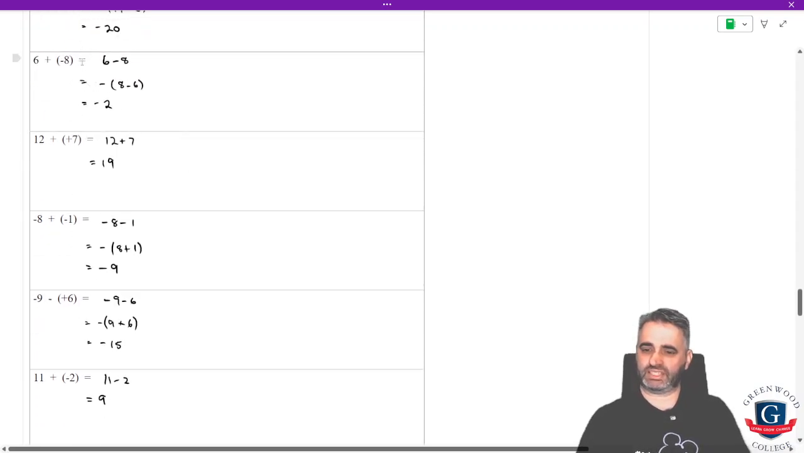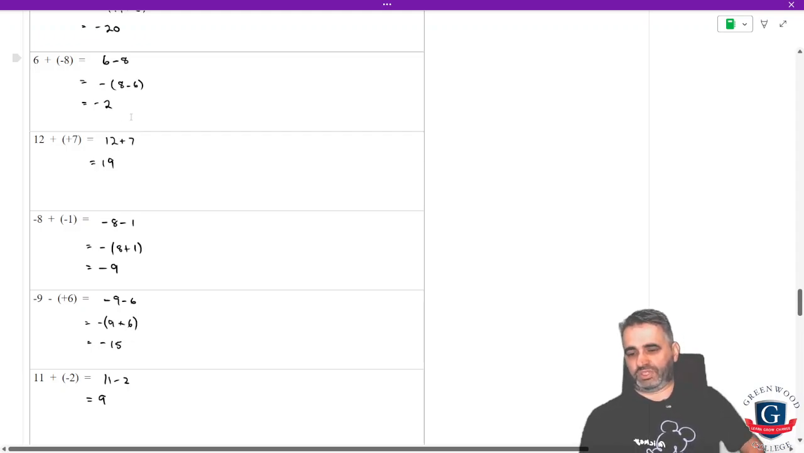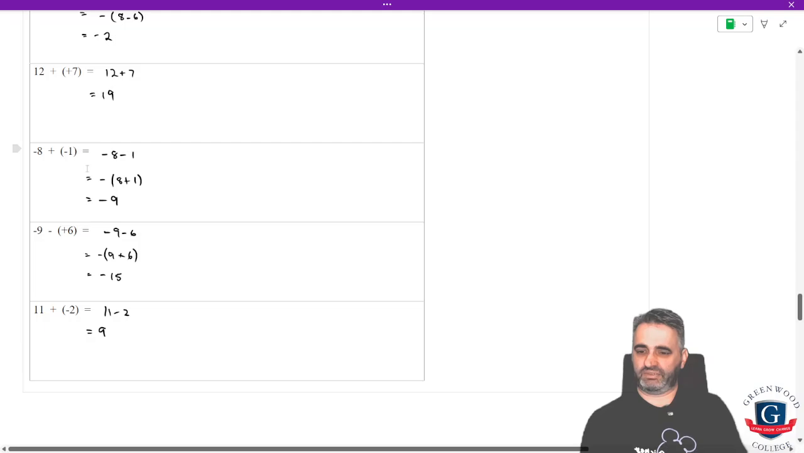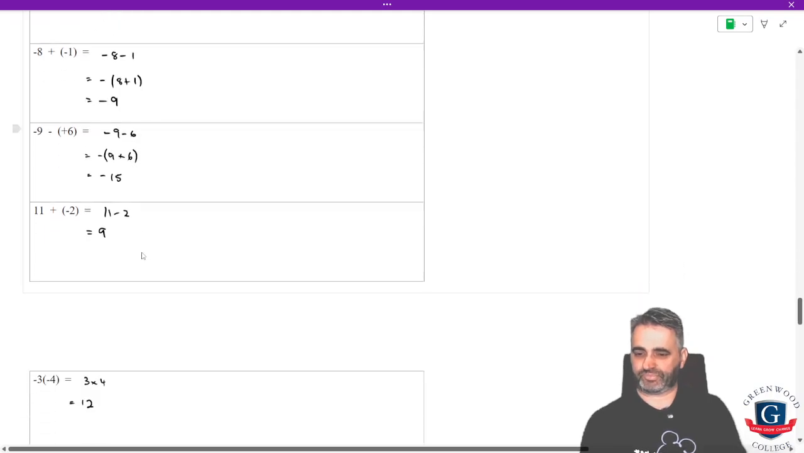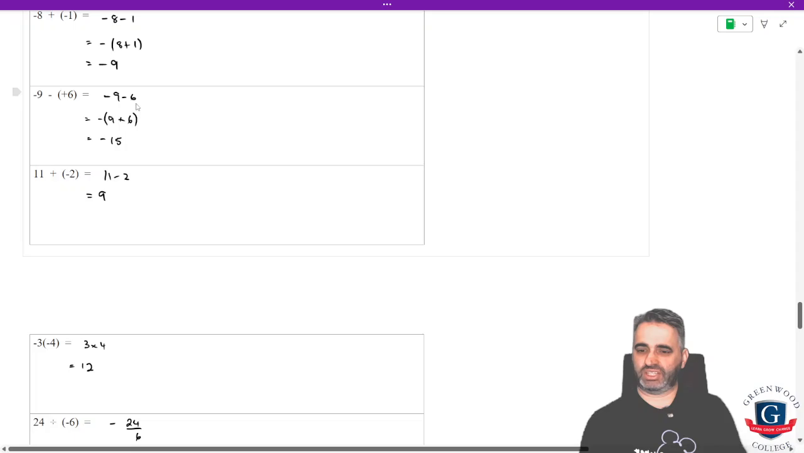6 plus minus 8, that becomes 6 take 8. This number is smaller than this one, it's worth taking the negative sign outside, and swapping the order becomes negative 2. 12 plus 7 is just 19. Negative 8 take plus negative 1 becomes negative 8 take 1. They're both negative, take the negative sign outside, add them, becomes negative 9. Negative 9, take another 6, take the negative sign outside, add the numerals, we get negative 15.